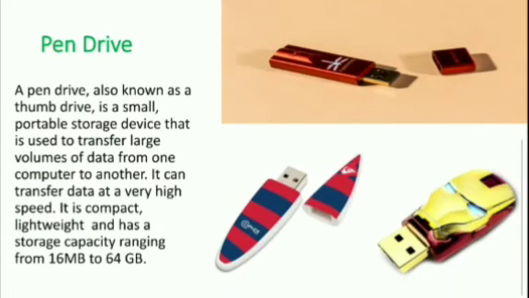Then next is pen drive. A pen drive is also known as a thumb drive. It is a small portable storage device that is used to transfer large volumes of data from one computer to another computer easily. It can transfer data at a very high speed. It is compact, lightweight, and has a storage capacity ranging from 16 MB to 64 GB.